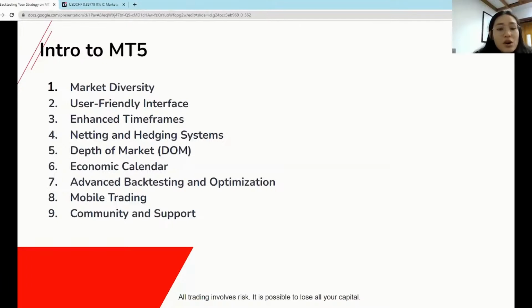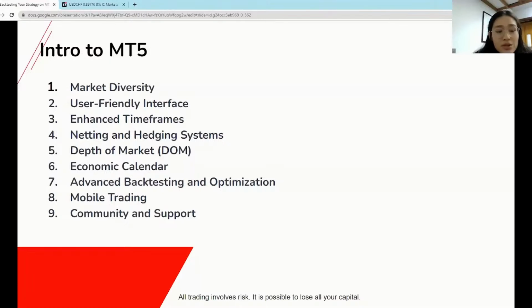but MT5 offers even more, or rather a wider diversity of financial markets. So this actually includes cryptocurrencies, which MT4 does not offer. This allows you to diversify your trading portfolio and explore different market opportunities all within a single platform. Of course, they also offer stocks as well, forex currencies, commodities, futures as well.